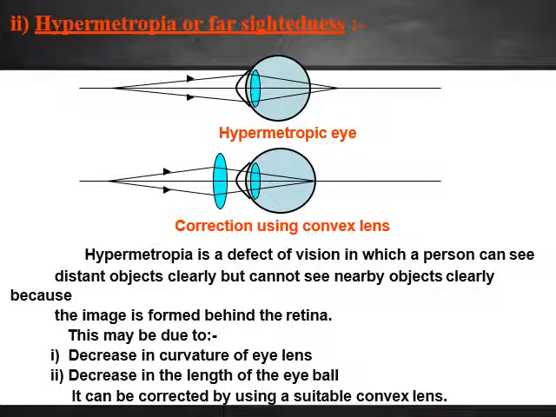Opposite of myopic eye is hypermetropic eye or hypermetropia or farsightedness. Hypermetropia is a defect of vision in which a person can see distant objects clearly but cannot see near objects clearly, as the image formed is behind the retina. This may be due to decrease in curvature of the eye lens, or decrease in the length of the eyeball. It can be corrected by using spectacles with a convex lens, and the power is plus power. It is mostly seen in old age.